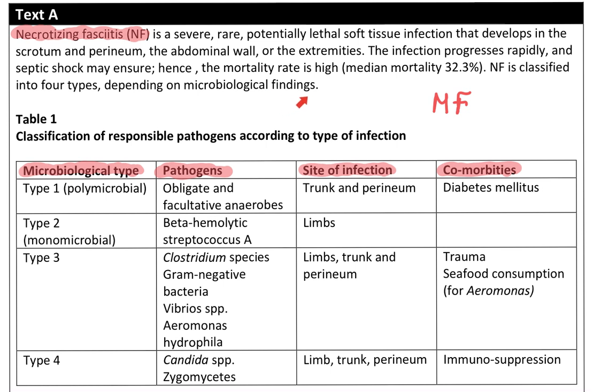So we have NF in the question. So we came to text A, okay? This text A has more information about NF. Therefore, we are going to look for a number. When you go through quickly, you can see a figure here. Now, we can see the median mortality rate, 32.3%. So median, okay, which is average. And mortality is what? It also represents death, all right? We have death in the question already. So that is it.